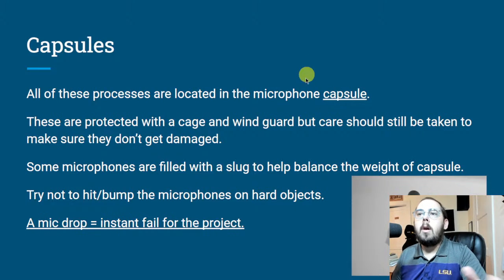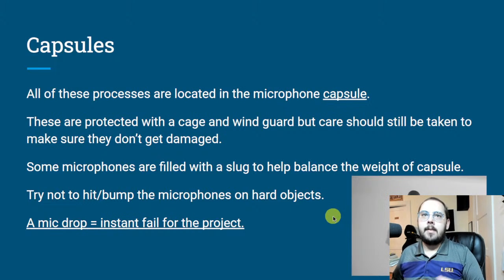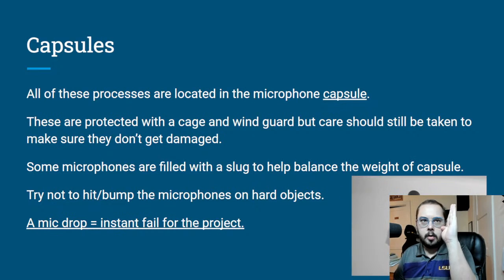All right, so all of these processes happen in the capsule of the microphone, which is a relatively small area right there. The rest of that is usually a counterbalance to make sure microphones don't fall over, or it's something to hold on to. High quality microphones feel heavier, partly because of the electronics, partly because they put a slug in to help balance that weight.